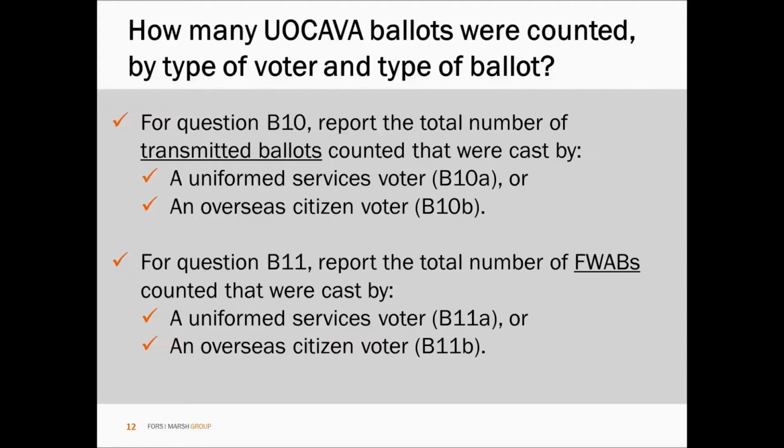So now we want to know how many of the ballots that were counted were cast by a uniformed service voter or an overseas citizen voter. But here in B10, we're looking at the transmitted ballots. So how many of the ballots that you sent out to voters were counted? And then B11 is the number of FWABs that were counted. So how many of the federal write-in and absentee ballots were counted? And how many of those counted ballots were cast by either a uniformed services voter or an overseas citizen voter?